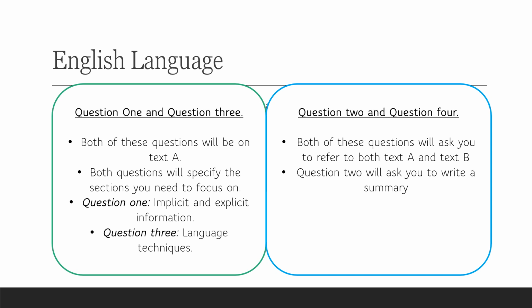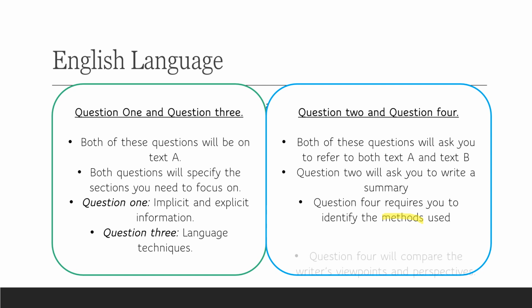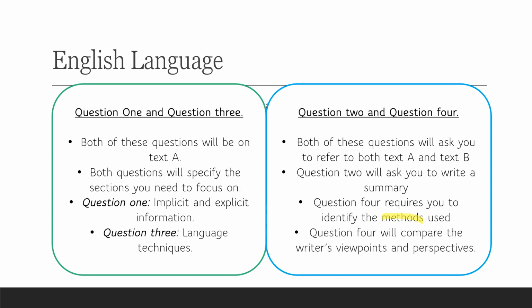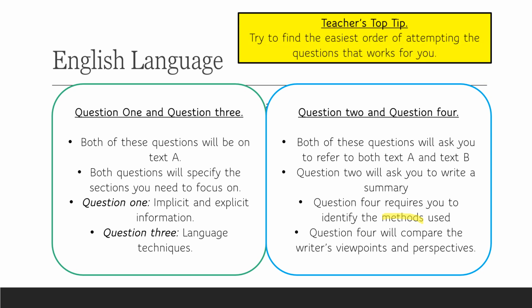Question 2 will ask you to write a summary. Question 4 requires you to identify the methods used. This is actually quite a tricky thing because when we think about the word method, a lot of students are unsure what we mean by this, but it's actually the same thing as techniques. So this could refer not only to language techniques, but also structural techniques as well. And the final point then, question 4 will compare the writer's viewpoints and perspectives.